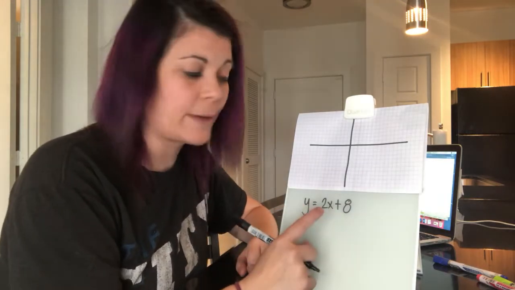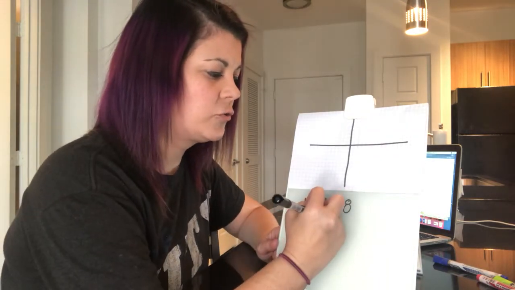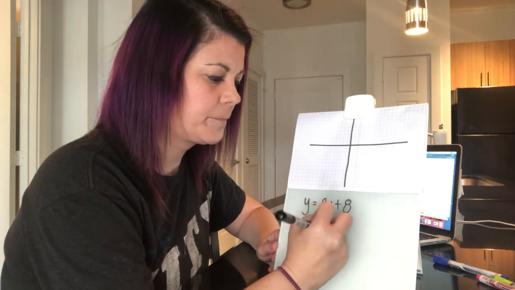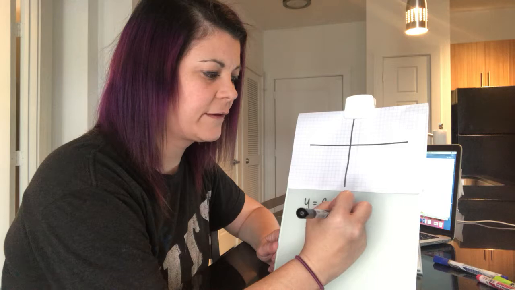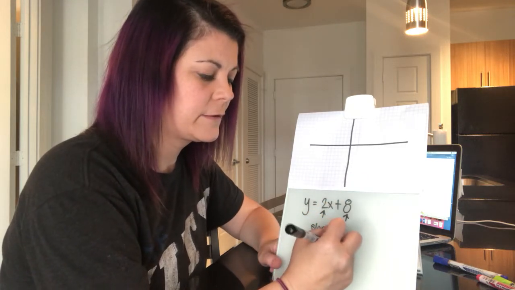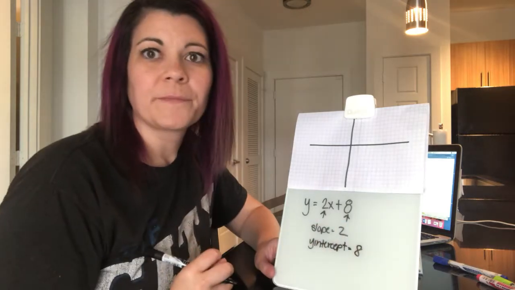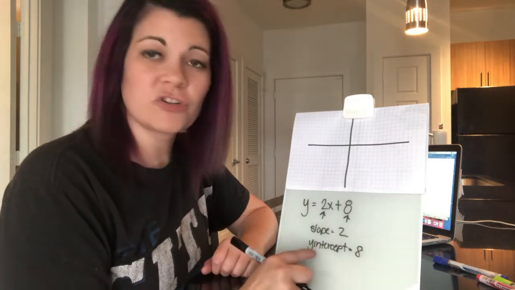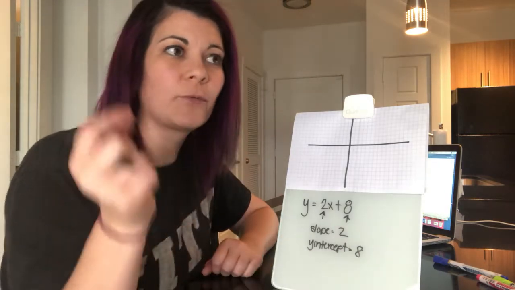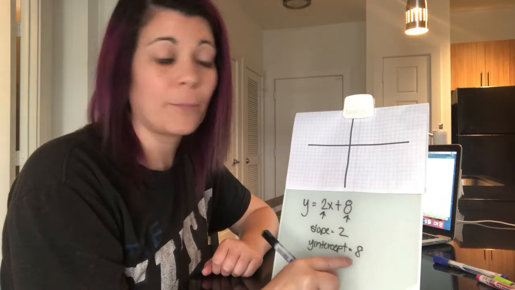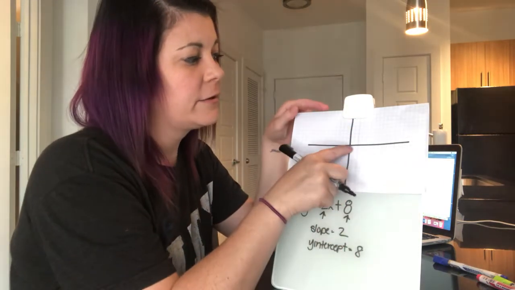But so solving for y, we have it here. This is in slope-intercept form, which the 2 tells us our slope. So our slope is 2. And then the 8 tells us our y-intercept. So our y-intercept is 8. Okay? So what we want to do is first graph the y-intercept because that's what we can use to do our slope. So the y-intercept is 8, it's positive 8, so that means here's our 0, 0.